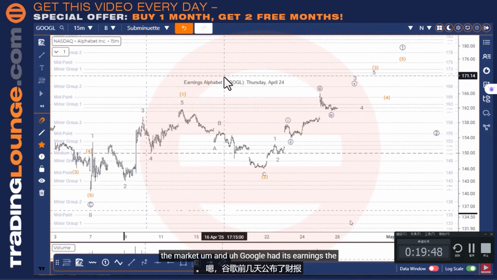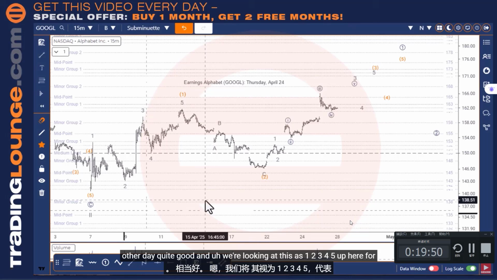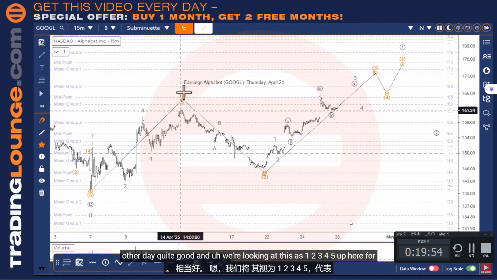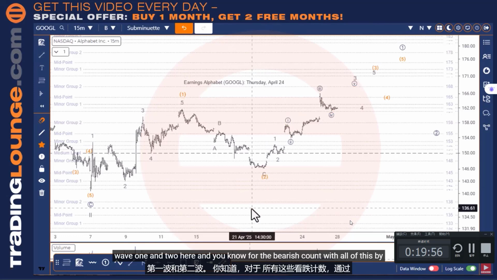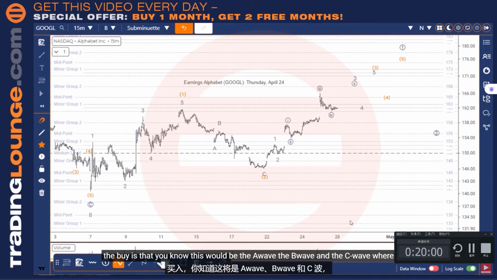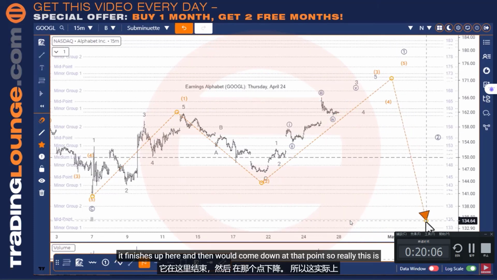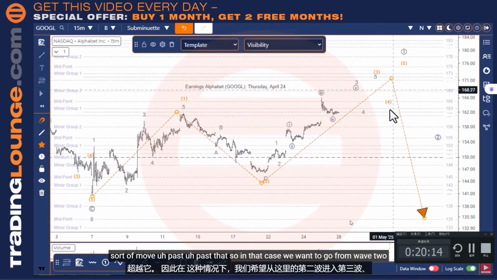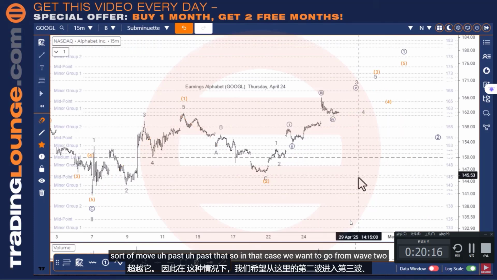And Google had its earnings the other day, quite good. And we're looking at this as 1, 2, 3, 4, 5 up here for wave 1 and 2 here. And for the bearish count with all of this, by the by, this would be the A wave, the B wave, and the C wave, where it finishes up here and then would come down at that point. So really, this is what I'm trying to negate, to get out of. So we want to move past that.